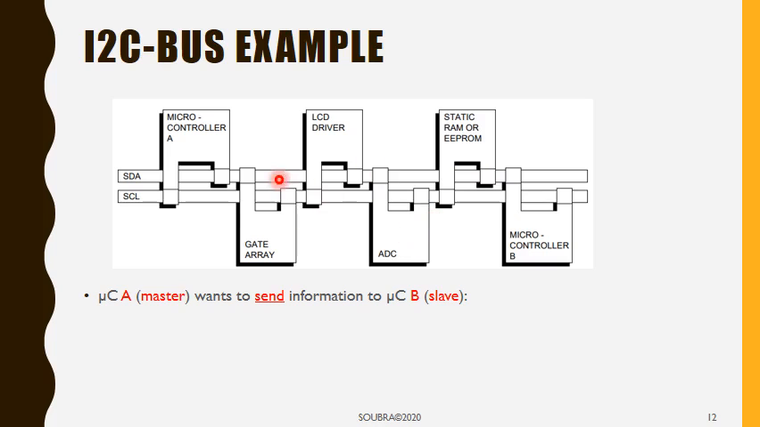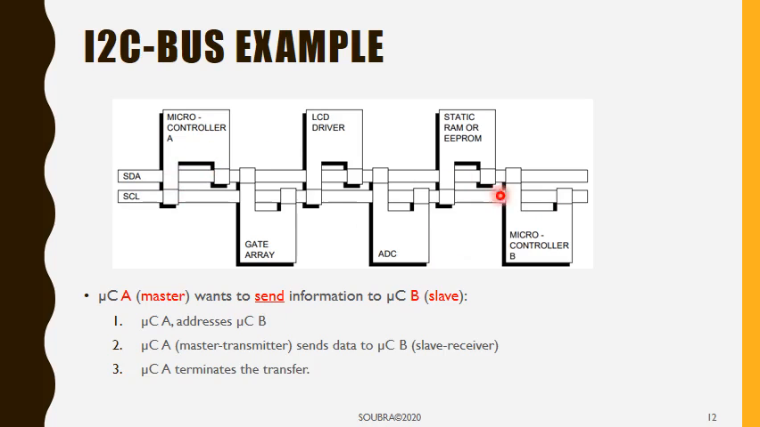Remember, everyone is sharing the same bus, so I need a way to make sure that I'm addressing the right one. So I need to specify the address of that slave, microcontroller B in that case, then send the data. And remember, the last mission of the master is to terminate the transfer. So the transfer is done, and maybe someone else can do something else, or I as a master can do something else, or a different master, for instance.